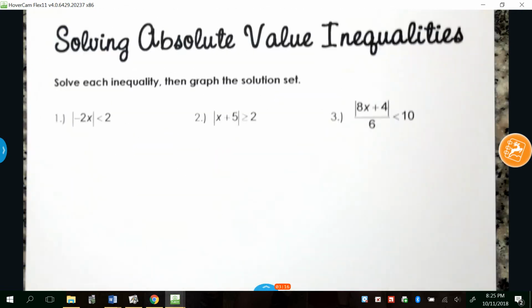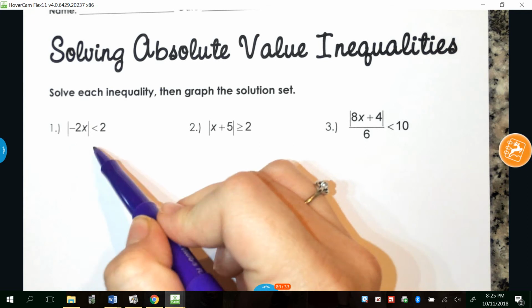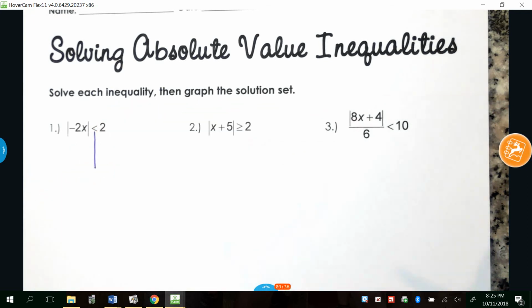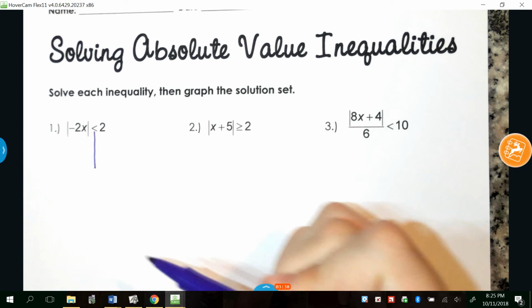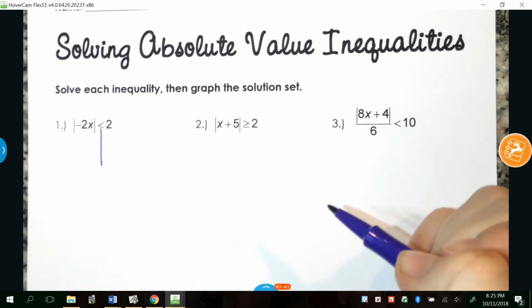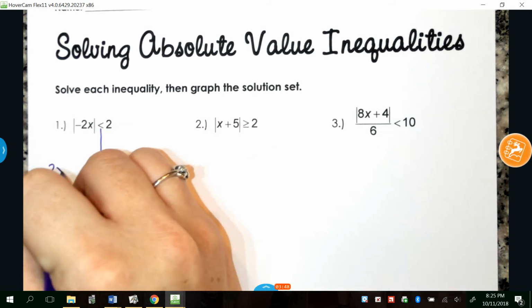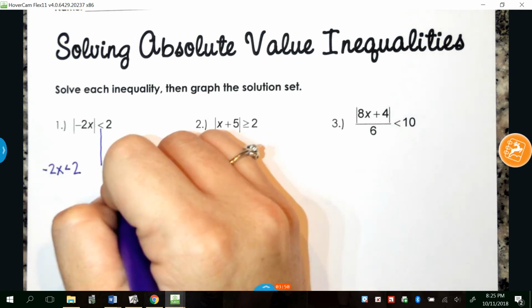So we're still solving absolute values, except now we're solving absolute value inequalities, so no equal signs. Your rules still kind of apply, there's just one difference. You should have your notes on how to do this. Your first rule is to get your absolute value bars by themselves on one side of your inequality. So this is by itself. My answer is positive, so I keep going. I'm going to separate it without the absolute value bars. So I have negative 2x is less than 2, and I have negative 2x.